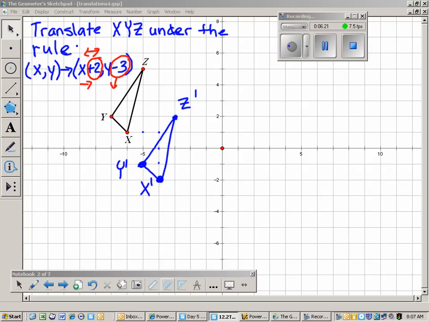So then we were just moving the horizontal and the vertical change that they gave us and applying it to the shape. All right, good luck with your translating.